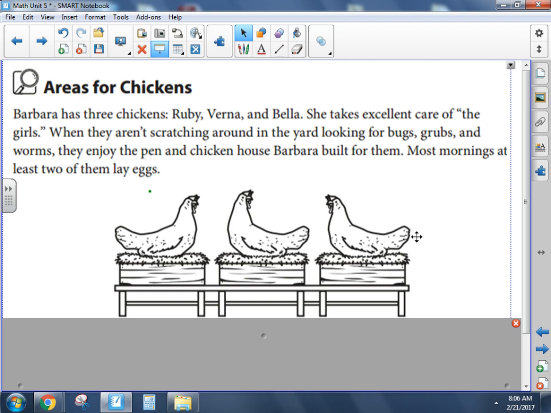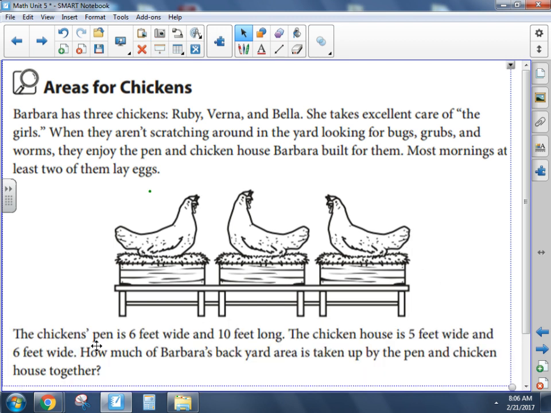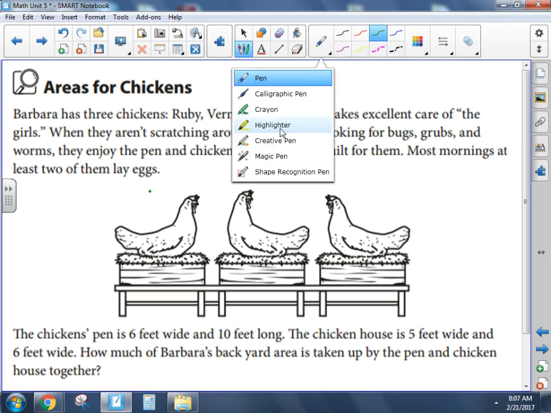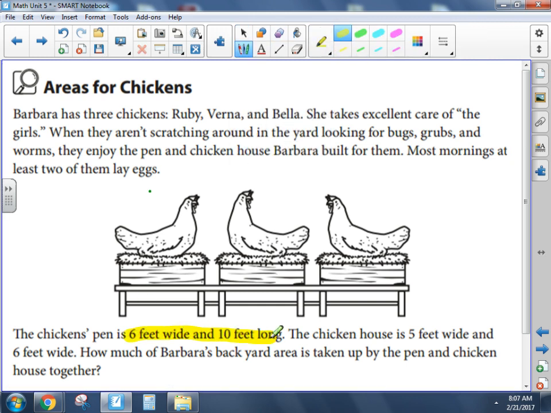Most mornings, at least 2 of them lay eggs. The chickens' pen is 6 feet wide and 10 feet long. So you might want to imagine that as an array. I'm going to highlight that for you so that you can see it a little better. And then the chicken house is 5 feet wide and 6 feet long. How much of Barbara's backyard area is taken up by the pen and the chicken house together?